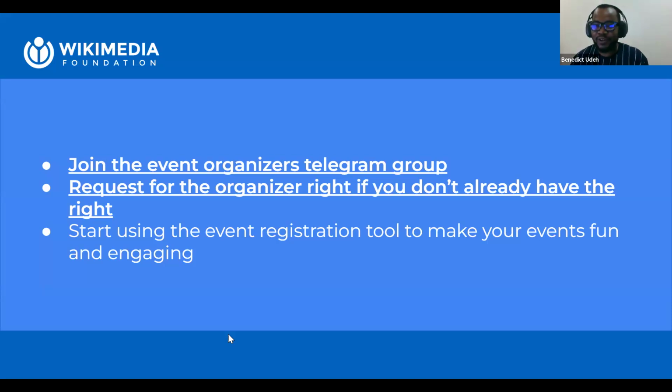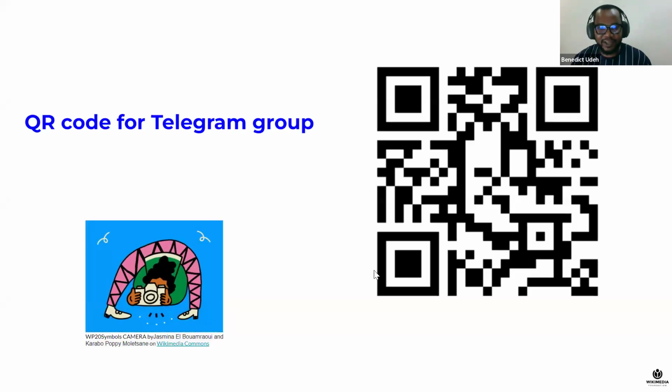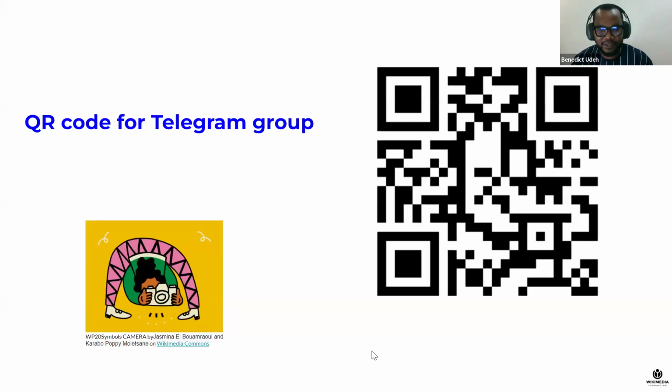Again, if you don't have the rights, remember the links I shared. I'll be sharing them again for you to check first if you have the event organizer rights. If you don't have them, just follow the process I showed earlier on how to get them. Let me quickly drop it here on our chat. Again, this is where you can check if you have the event organizer rights. If you don't, this is the time to actually get it.